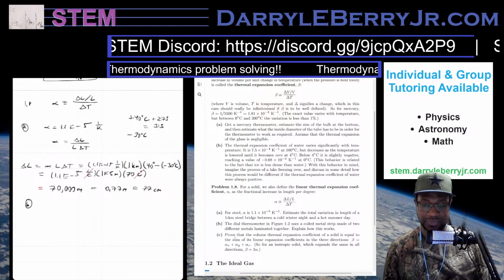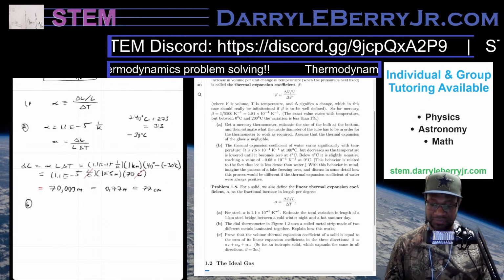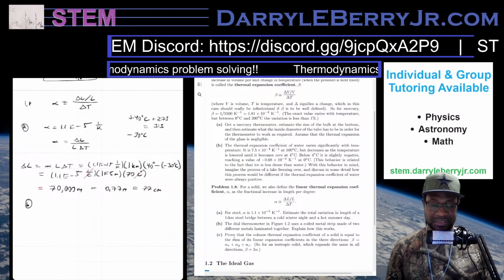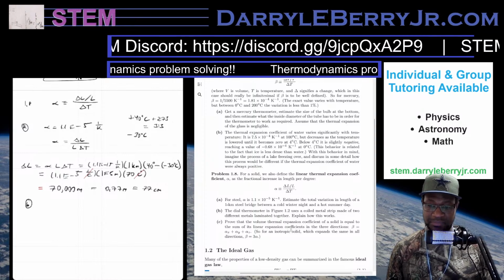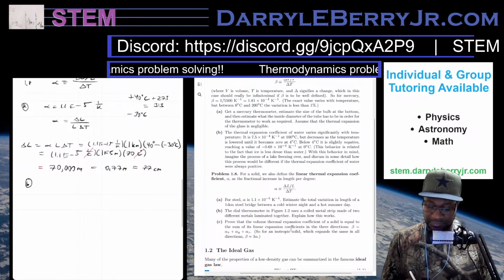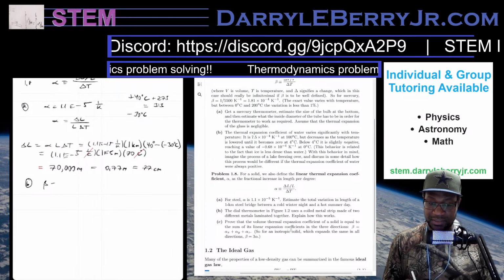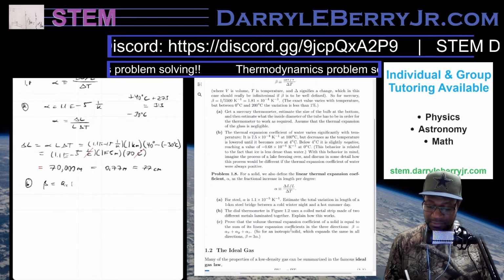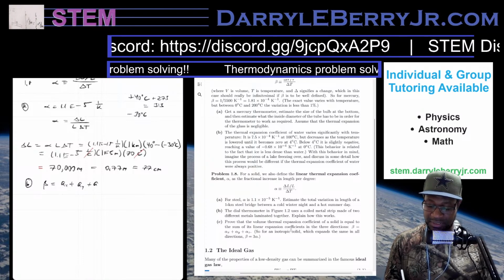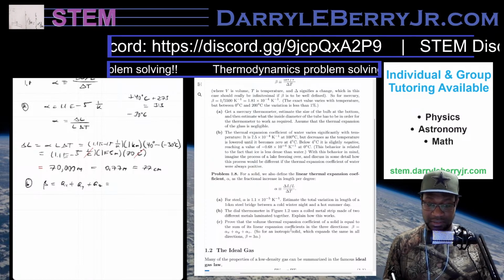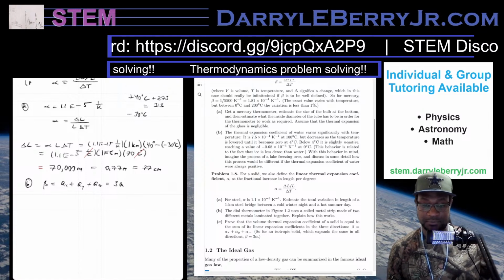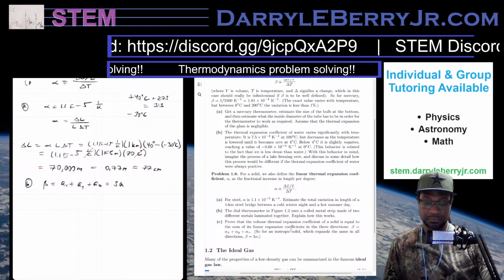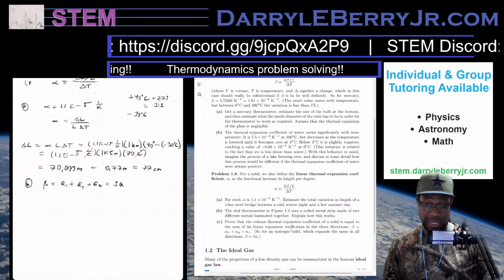Part C says, prove that the volume thermal expansion coefficient of a solid is equal to the sum of its linear expansion coefficients in 3 directions. So we have beta equals alpha x plus alpha y plus alpha z equals 3 alpha, since they're all the same, at least for our isotropic solids.